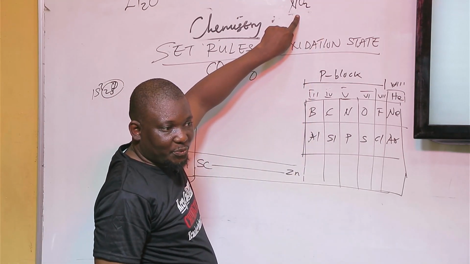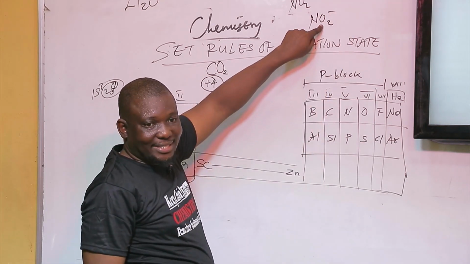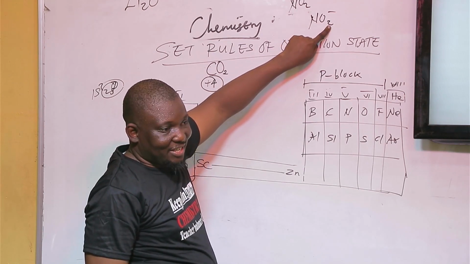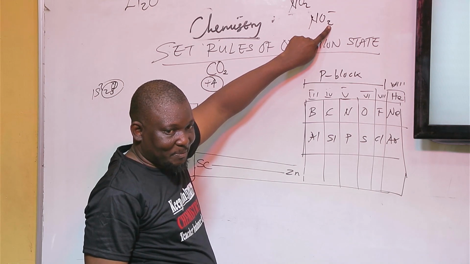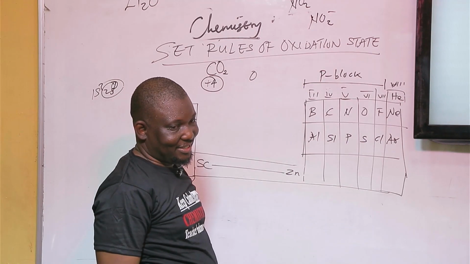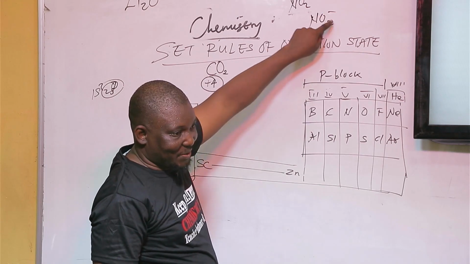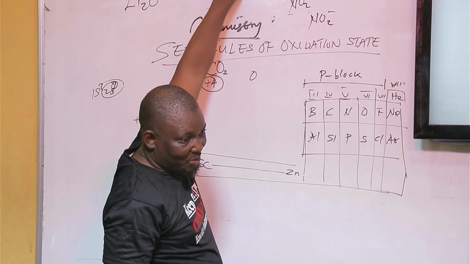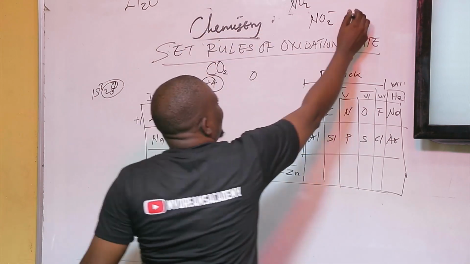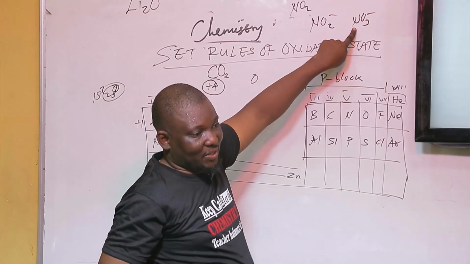Then N2O3, dinitrogen trioxide, and NO2 minus, dioxonitrate(III). Check it now: minus 2 times 2 is minus 4. If you add it to the nitrogen's plus 3, you have minus 1. Then NO3 minus, trioxonitrate(V) ion. See how I'm going from 0 to 1 to 2 to 3 to NO3 minus, which is 5. It stops at this point because that's the group.